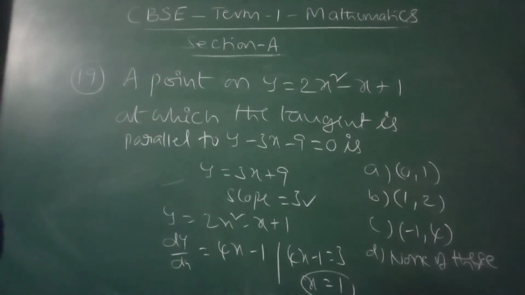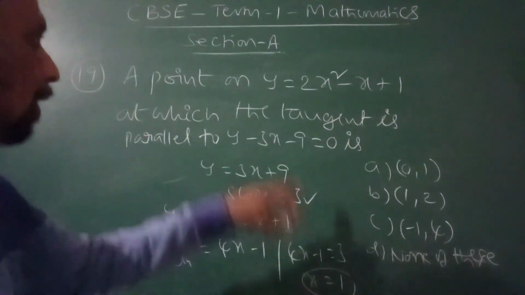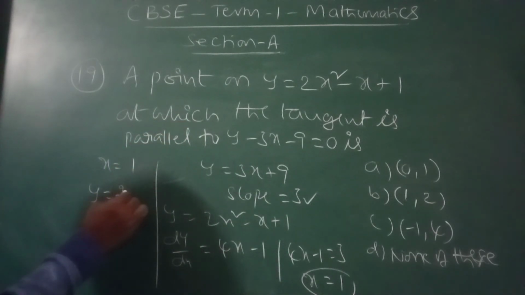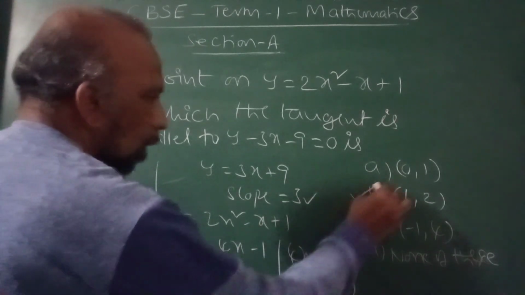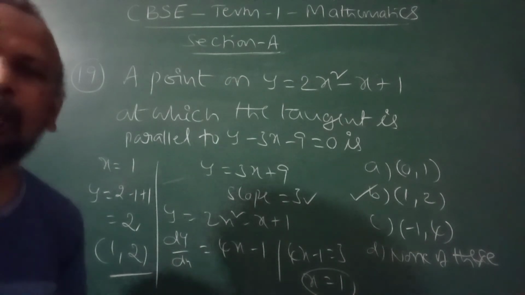Now when x equals 1, substitute in the curve equation to find the point on the curve. If x equals 1, then what is the y value? You will get 2 minus 1 plus 1. The required point is 1 comma 2. So option B is right.